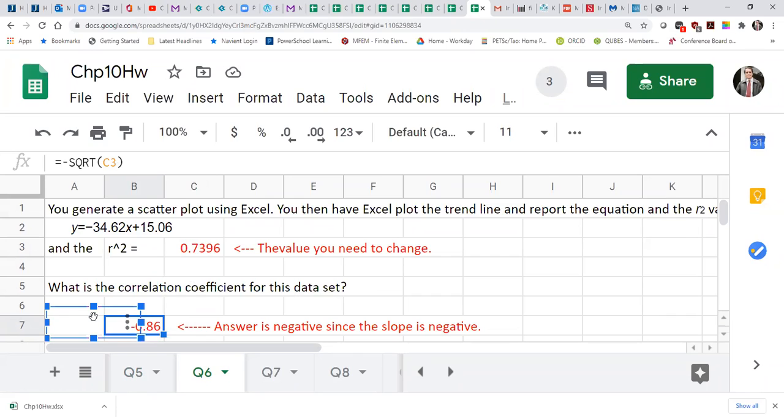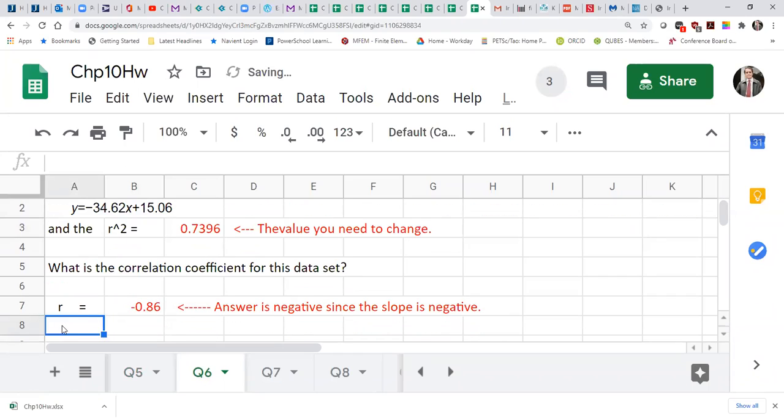So I think I need to erase this. So this one should be the R, okay. So the answer will be this one.